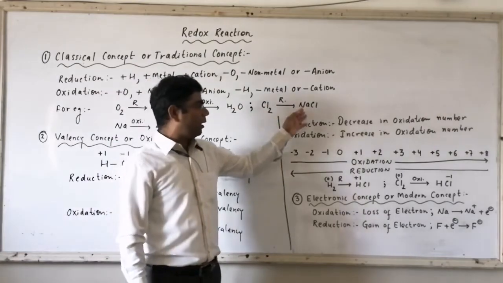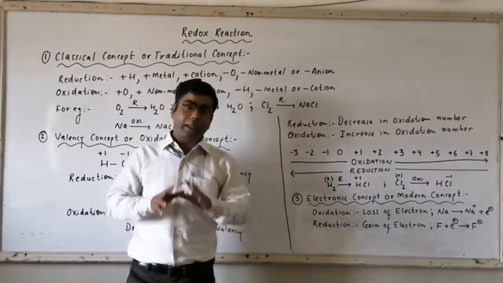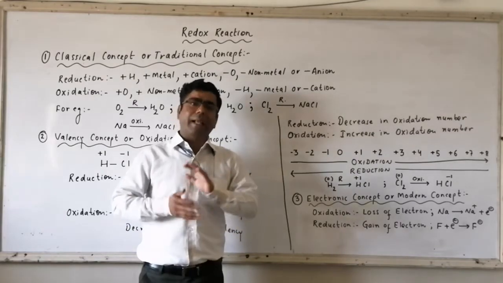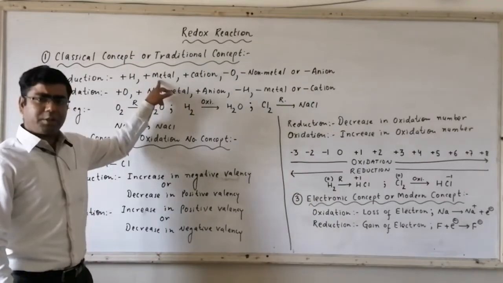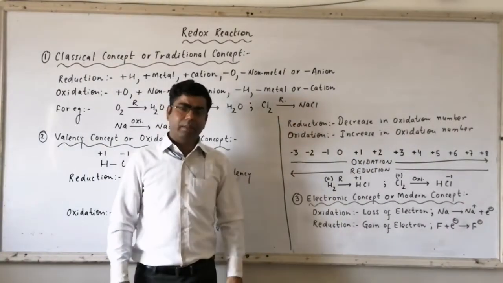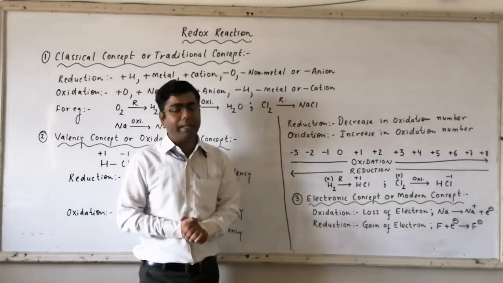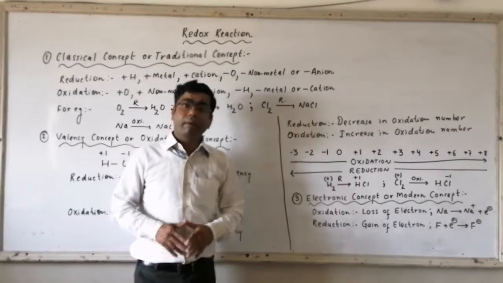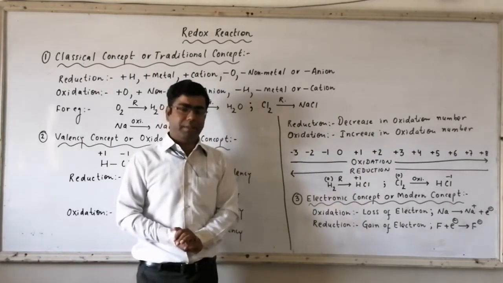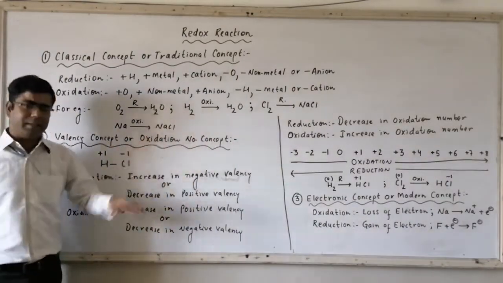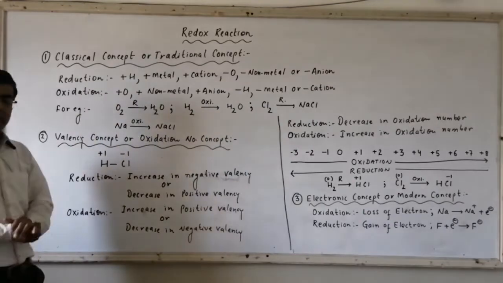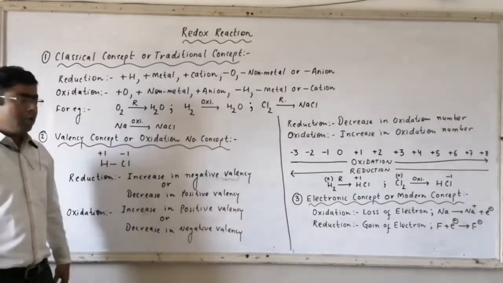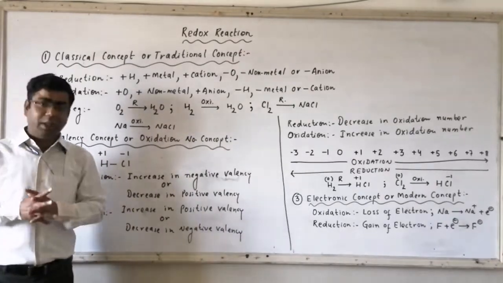Next, Cl2 gets converted to NaCl. What we are doing? We are adding sodium, and sodium is a metal. So metal is added to chlorine. Addition of metal is called reduction. So when Cl2 gets converted to NaCl, that is sodium chloride, it is a reduction reaction because a metal is added. Then we have Na gets converted to NaCl. We are adding chlorine, a non-metal. An addition of a non-metal is called oxidation. So when sodium gets converted to NaCl, this is called oxidation of sodium.